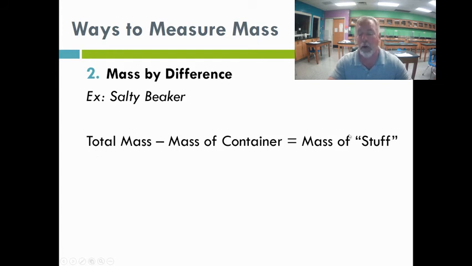Well, if we want to understand the mass of the salt, what is it? The mass of the container we measured first. We measured the total mass at the end. Well, what's the total mass at the end? That's the mass of the container plus the salt. So if I say mass of container plus salt, and then subtract mass of container, what are you left with? Just the mass of the salt. So sometimes we'll do mass by difference.